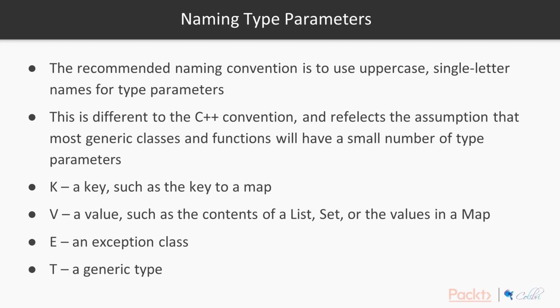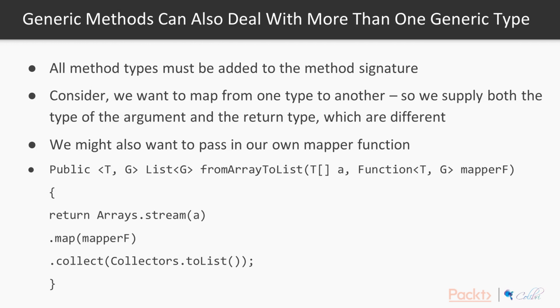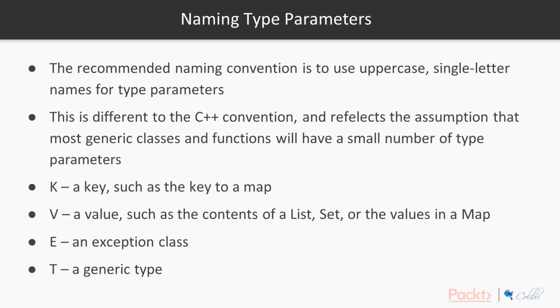Now there are a few conventions when it comes to naming type parameters. The recommended naming convention is to use an uppercase single letter name for a type parameter. So we've seen examples with T and G and K and V. It's commonplace to use an uppercase single letter as that type parameter, not to use anything longer than that. And this is a bit different to the C++ convention, and it reflects the assumption that most generic classes and functions will have a very small number of type parameters. Now, it's very unusual to see more than 2 or 3 for any given generic function or class.